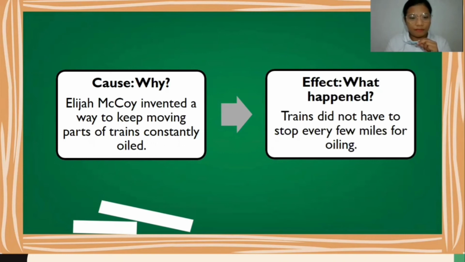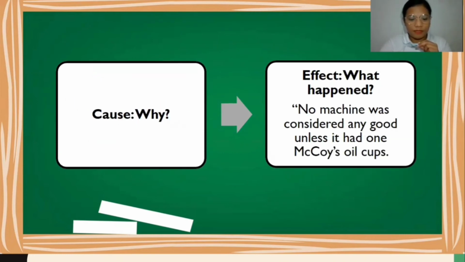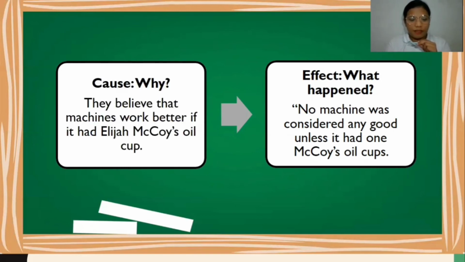Next, let's move on. Let's answer the question, what happened next? So the answer is, no machine was considered any good unless it had one of McCoy's oil cups. We have to put this under the effect. Then, what is the cause? Why do you think people then only wanted machines with oil cups? And where shall we note this detail? Exactly. They believed that machines work better if it had Elijah McCoy's oil cup. So another cause and effect relationship present in the text.